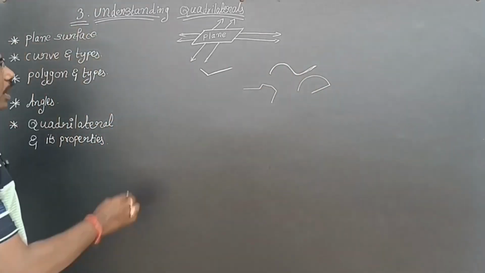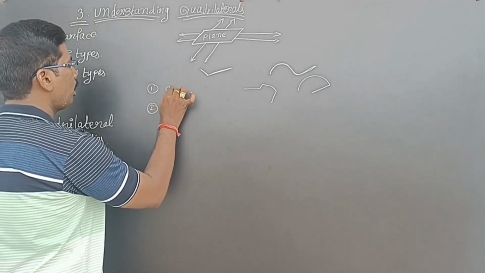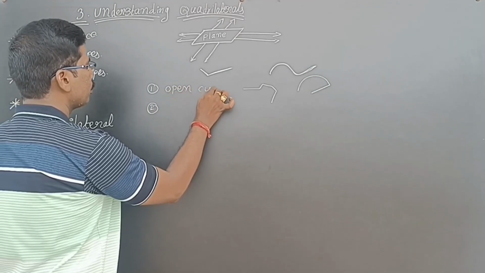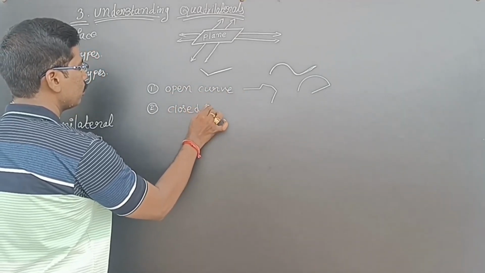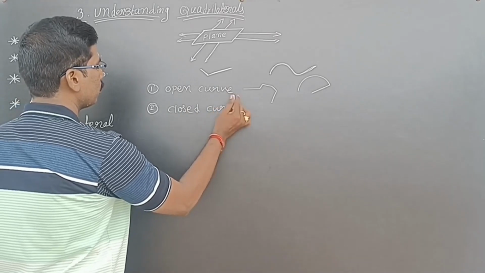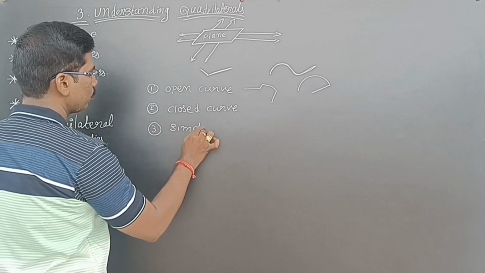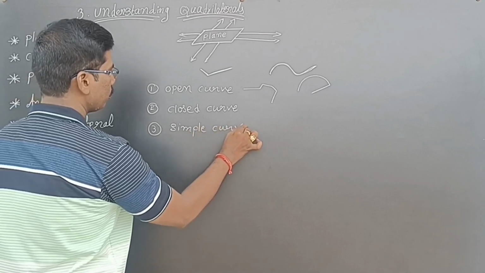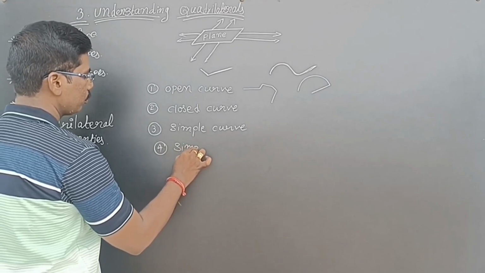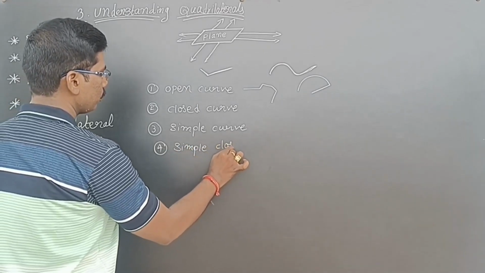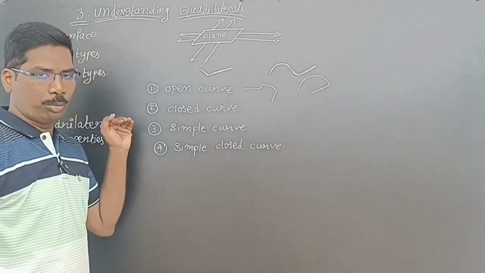Now, types. What types are there? See here, there is open curve, closed curve, simple curve, and simple closed curve. Now we will see one by one.